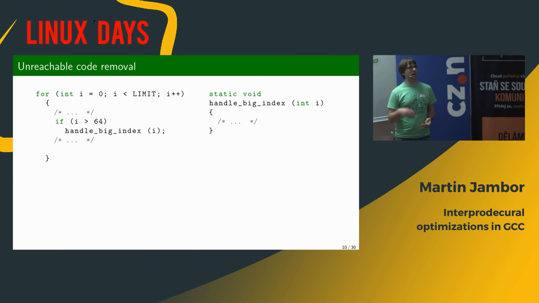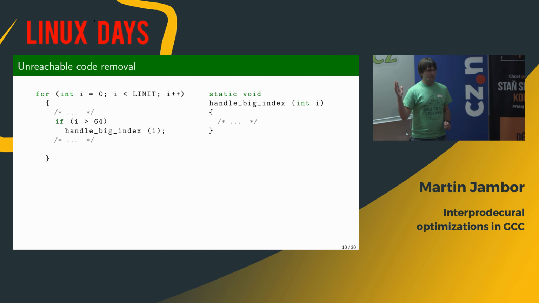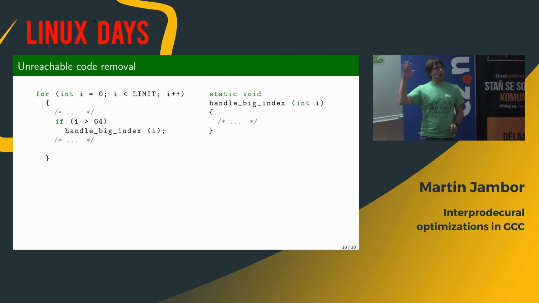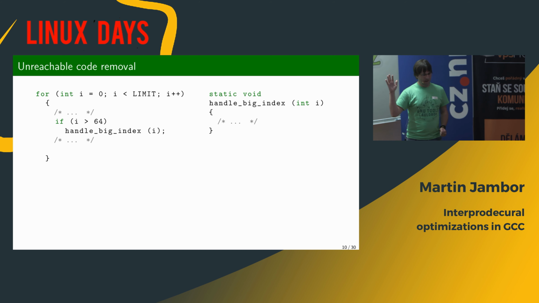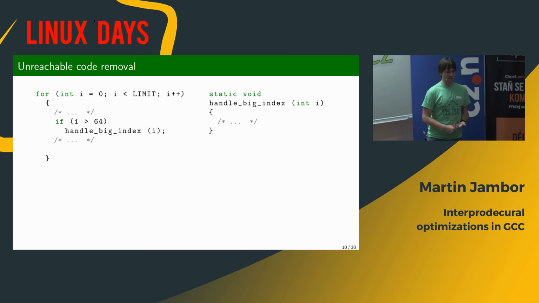So let's assume that you have code like this. It is, of course, slightly simplified compared to what happens in practice. But let's say that you call the function handle_big_index, and this is the only call and only use in your program, called when an index is too big. Let's also assume that the early optimizations can figure out that limit is actually 64 or 65 or smaller, and that the condition in which you call handle_big_index never happens.